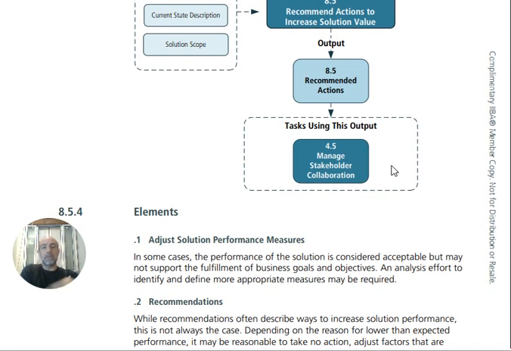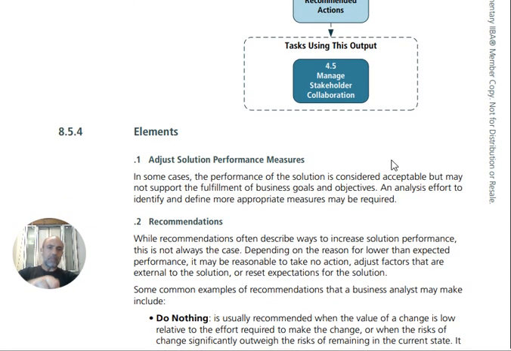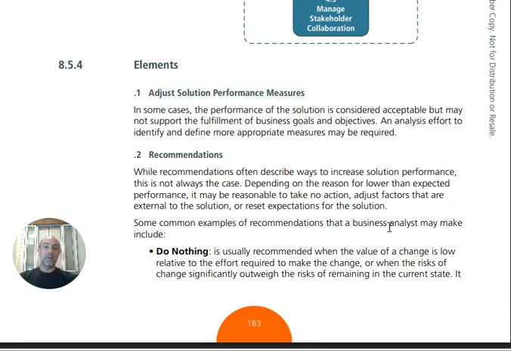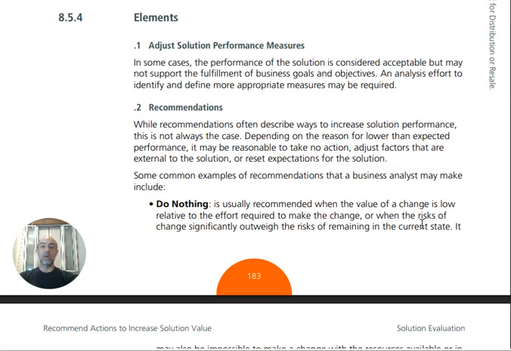Only makes sense, right? Tasks using this input are managing stakeholder collaboration. I think that's more related because we're working with the enterprise, assessing enterprise limitations. So what are the elements? Adjust solution performance measures. In some cases, the performance of the solution is considered acceptable, but may not support the fulfillment of business goals and objectives. An analysis effort to identify and define more appropriate measures may be required.